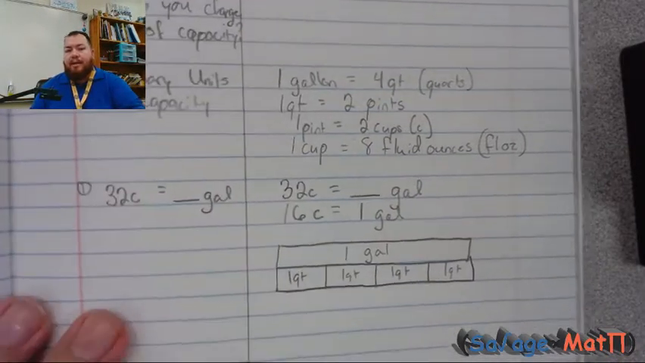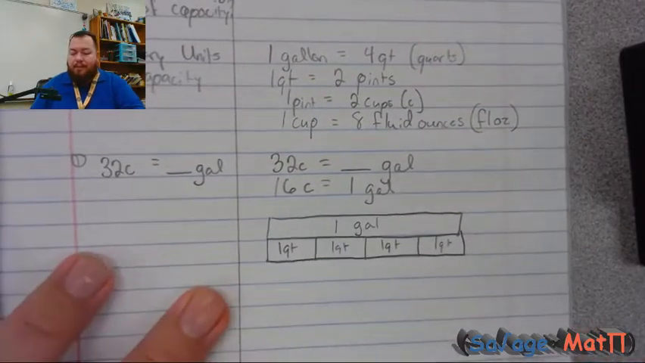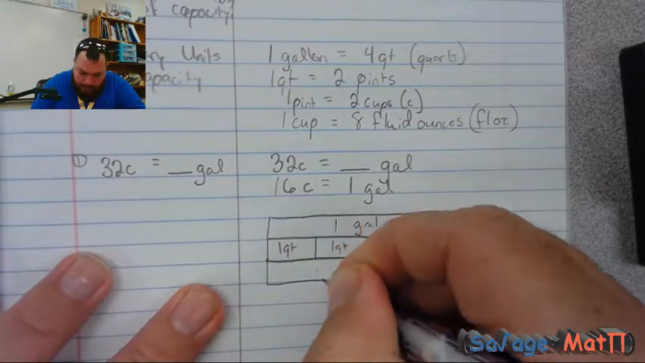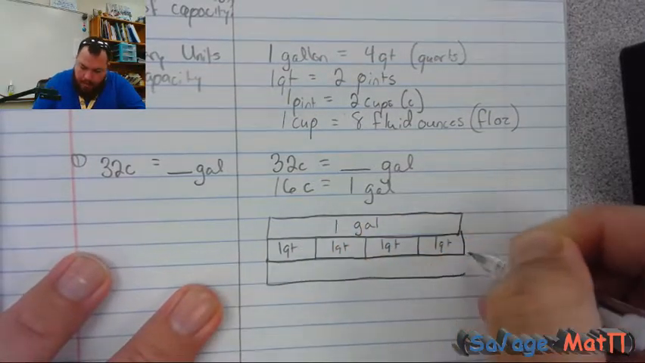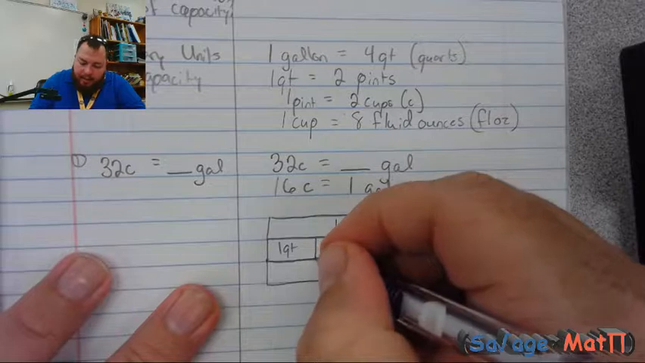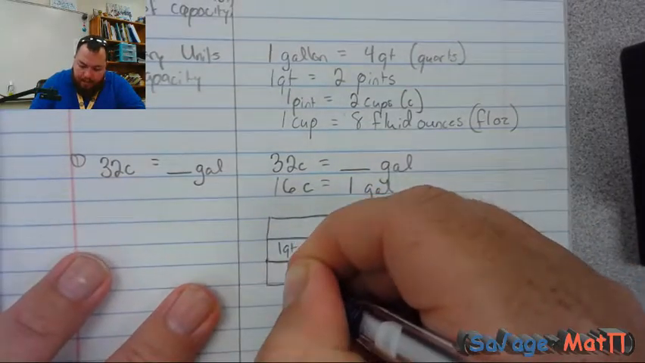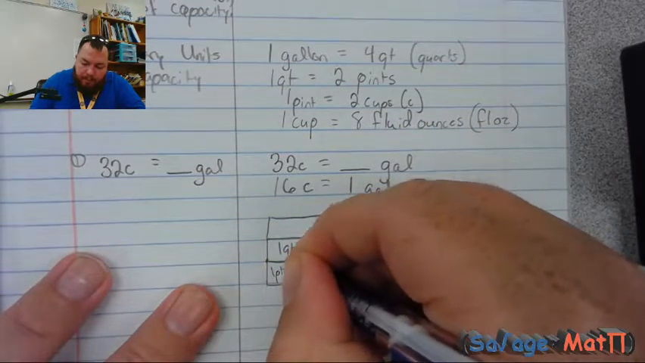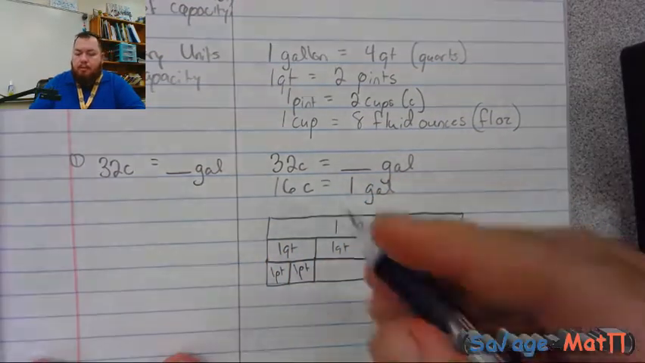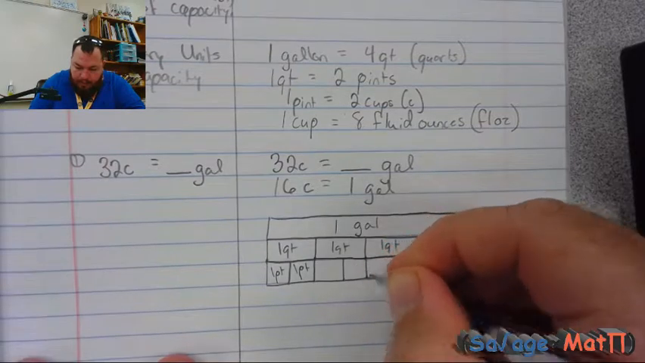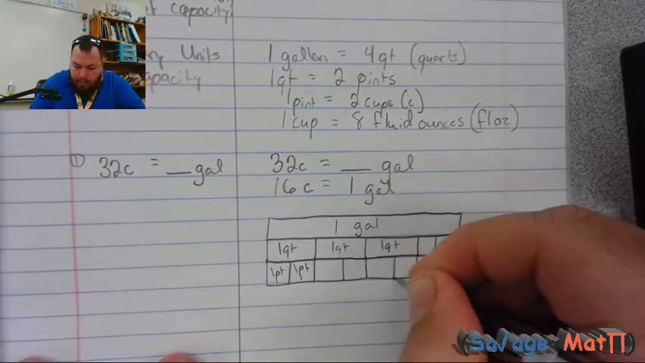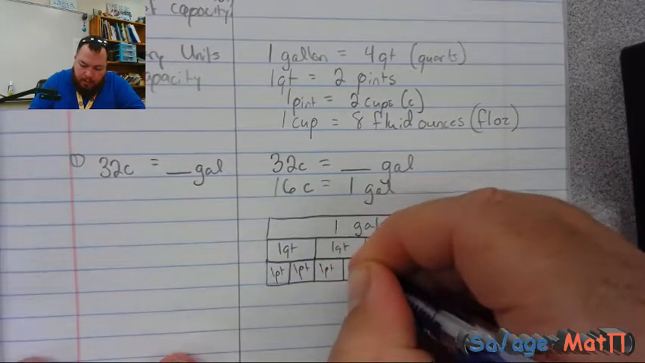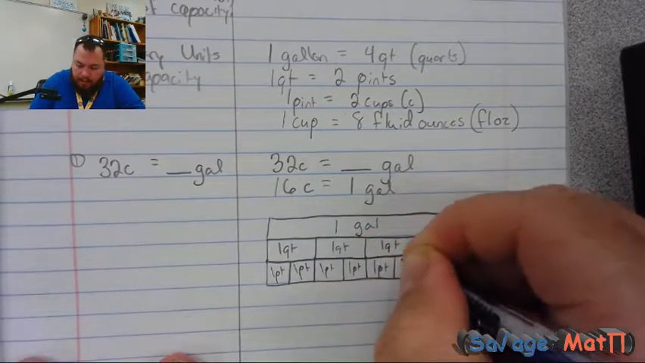And then I could even take it a step further. I divide this again, and this time I divide my quarts in half. And each one of those equals 1 pint. Okay, and I have the same thing. I just do 1 pint, 1 pint, 1 pint.